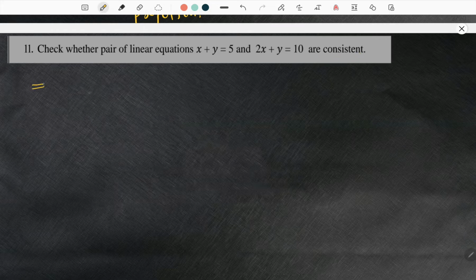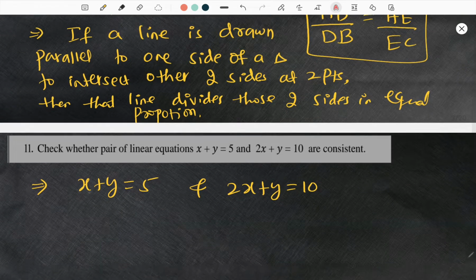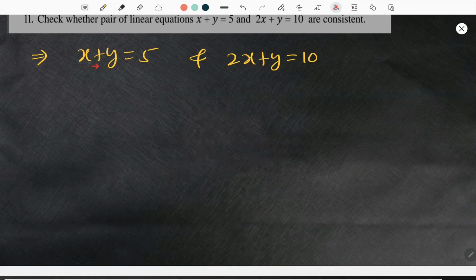Alright, so what are the given equations? The first equation is x plus y is equal to 5. And what is the second equation? 2x plus y is equal to 10. They are in a similar pattern, right? They are similar. I mean, look at this, the constant term is on the right side and here also on the right side.